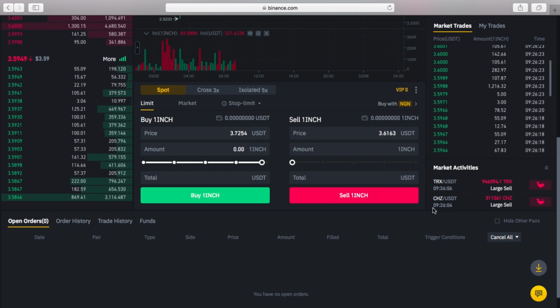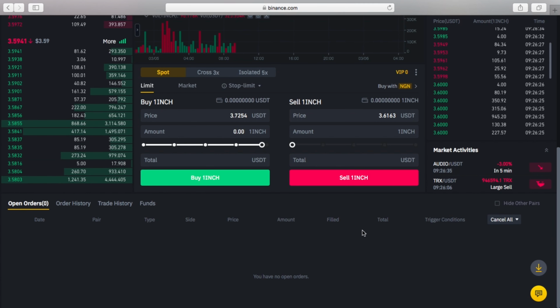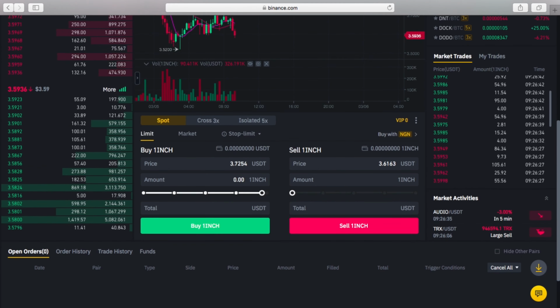So it's just down here. Whenever you place an order using the web version, just go up below, use your arrow up and arrow down. You would see your order will be open here: the pair, the type, the size, the price, the amount, the filled. This is where the filled is, so you would know if it's 100% filled, 50% filled, 10% filled, trigger condition, and whatever. So that's what it is.